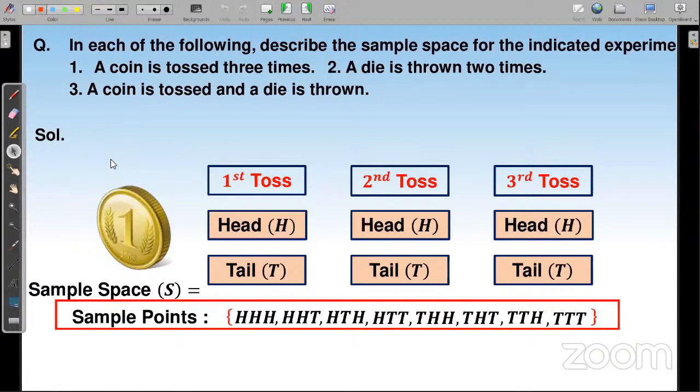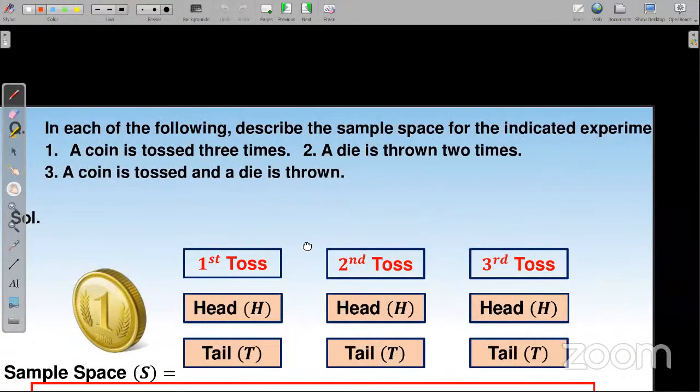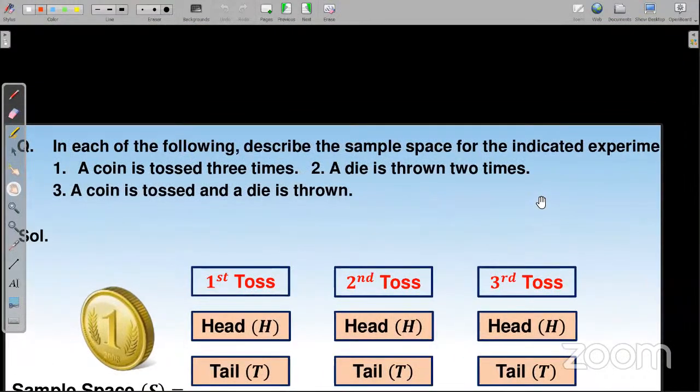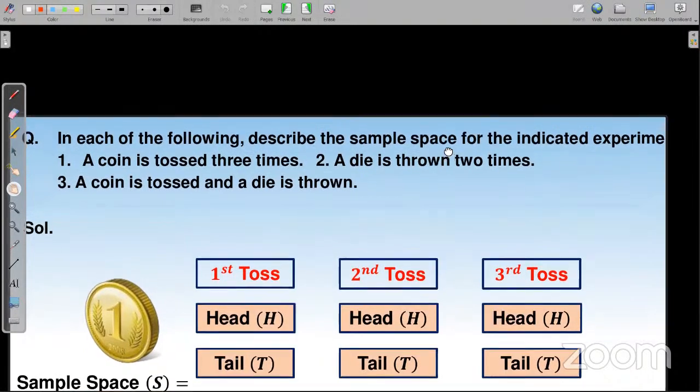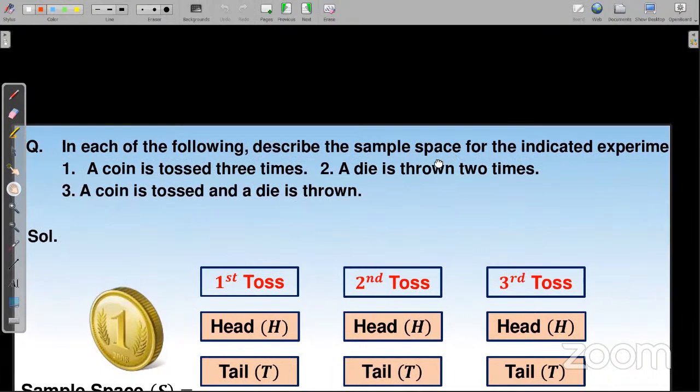So look at here. In each of the following, describe the sample space for the indicated experiment. What is asking? What is my sample space? I'm just closing the answer, guys. You just tell me what the question is asking.